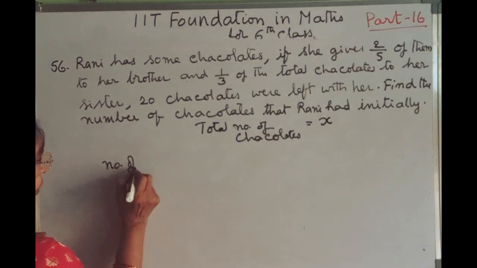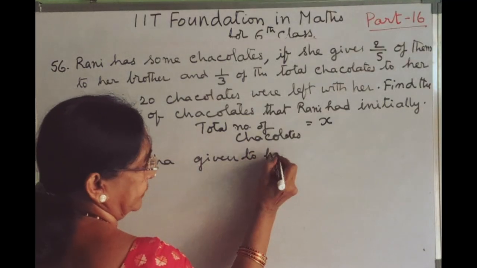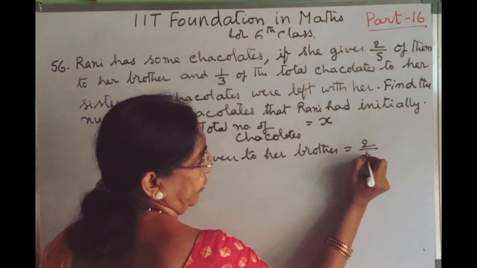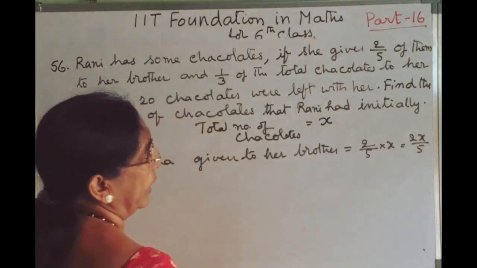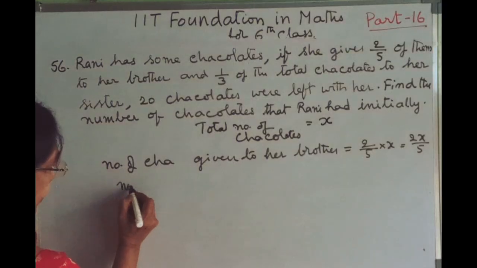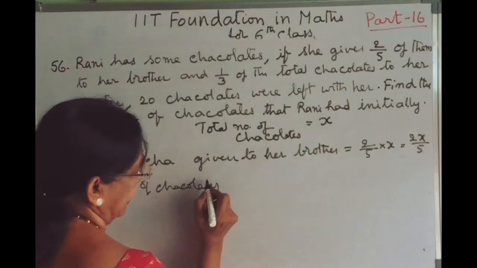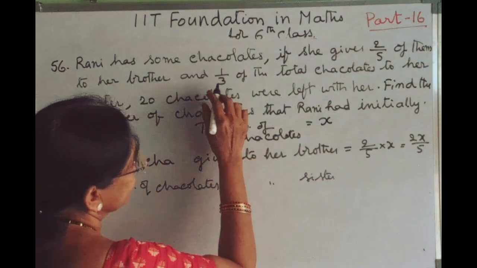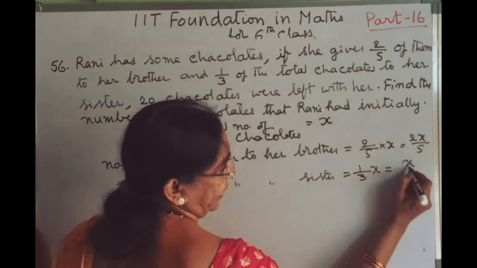She gives 2/5 of them to her brother. So number of chocolates given to her brother is equal to 2/5 of x. That is equal to 2x by 5. And 1/3 of the total chocolates to her sister. So number of chocolates given to her sister is 1/3 of the total, 1/3 of x. That is equal to x by 3.